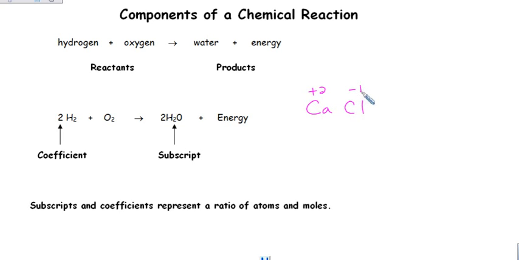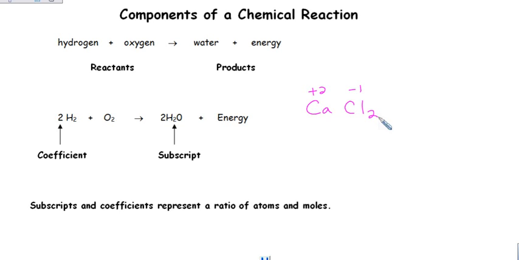Well, it's because calcium would like to donate 2 electrons. Chlorine would like to take 1. If I have 2 chlorine, I can transfer both of the electrons from calcium and make a neutral compound. Those little subscripts will never change. They prove how the bonds form and how the atoms get a full outer shell.